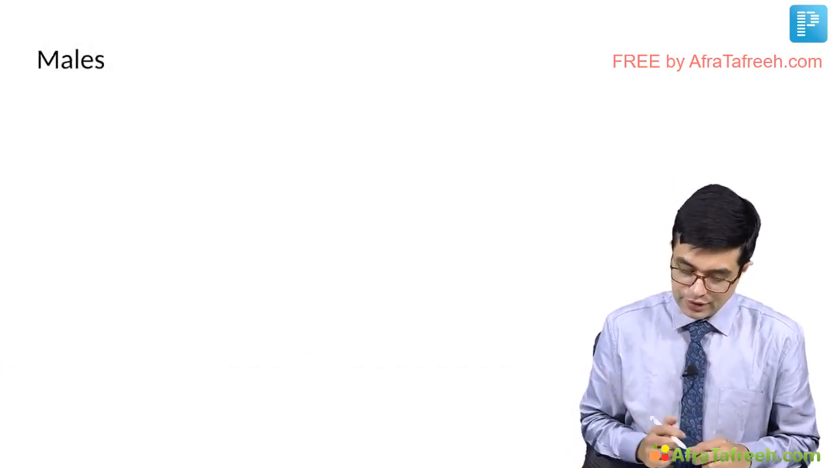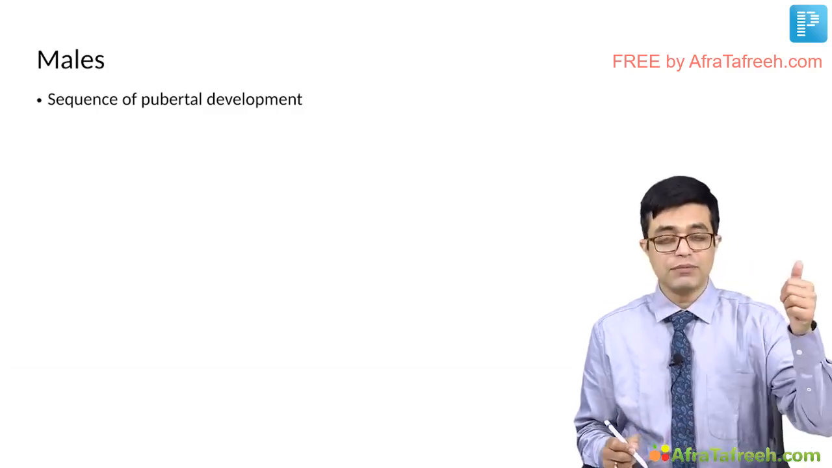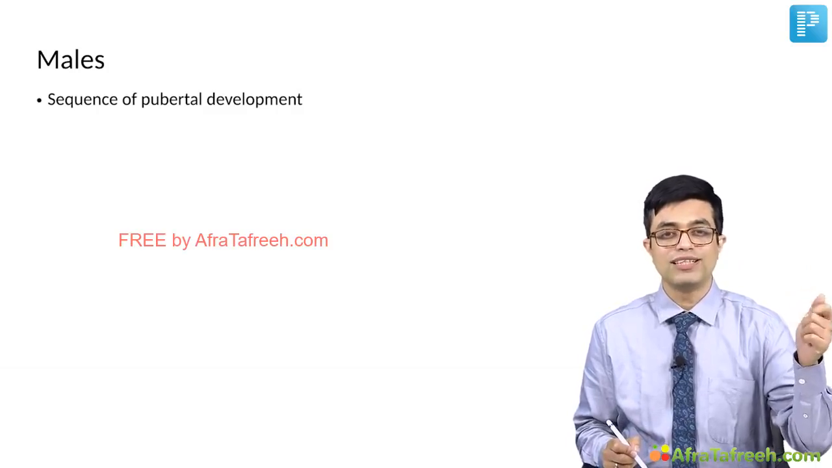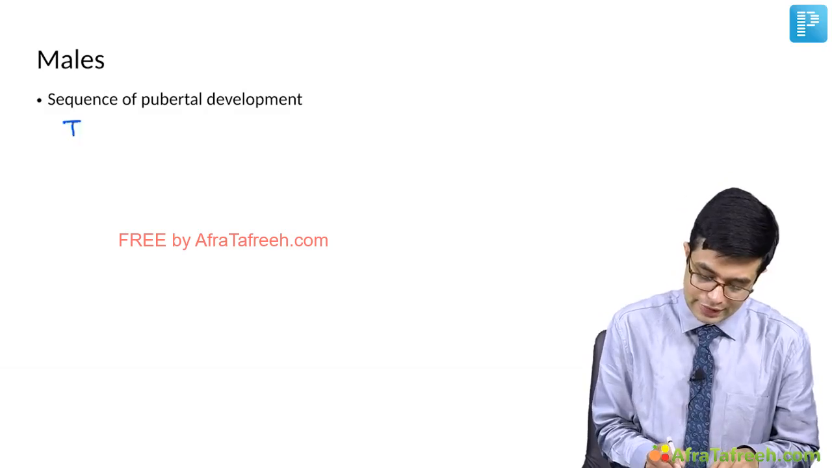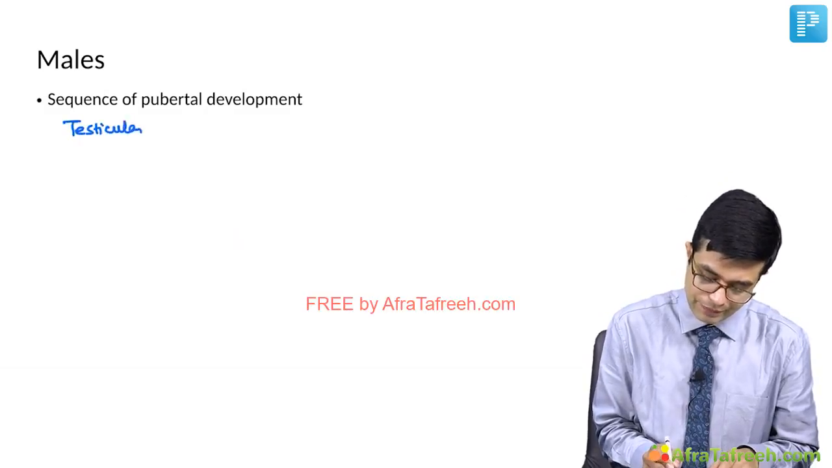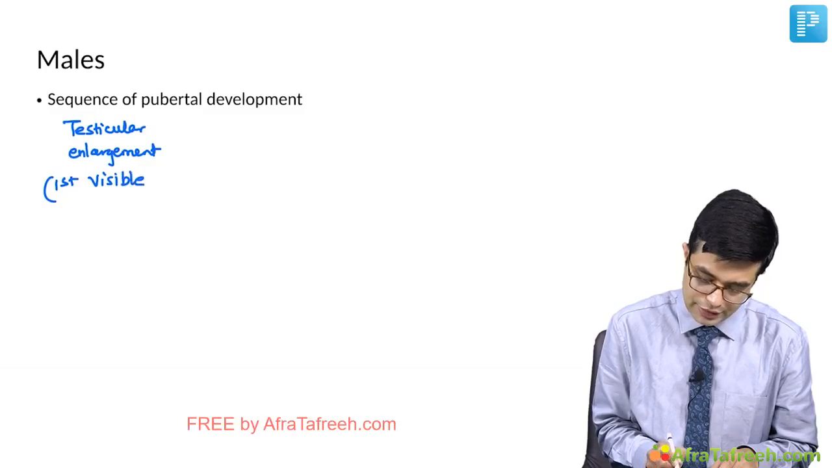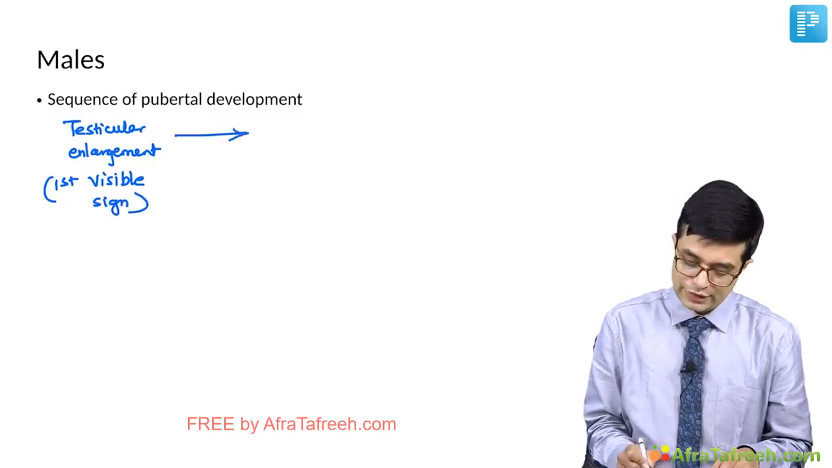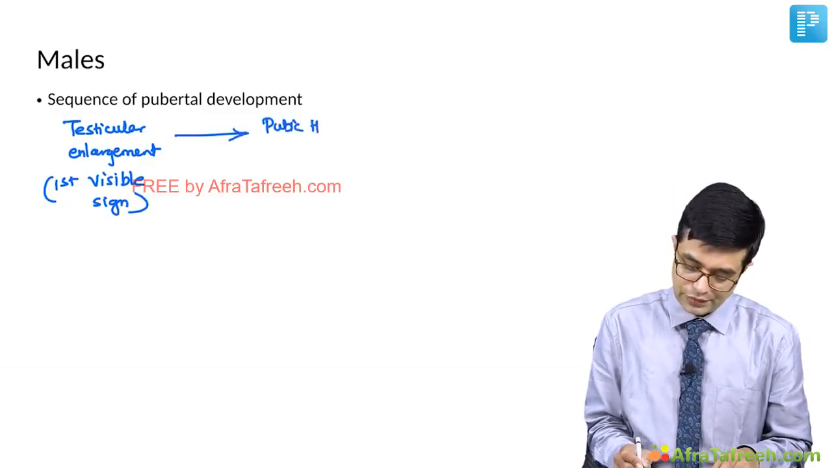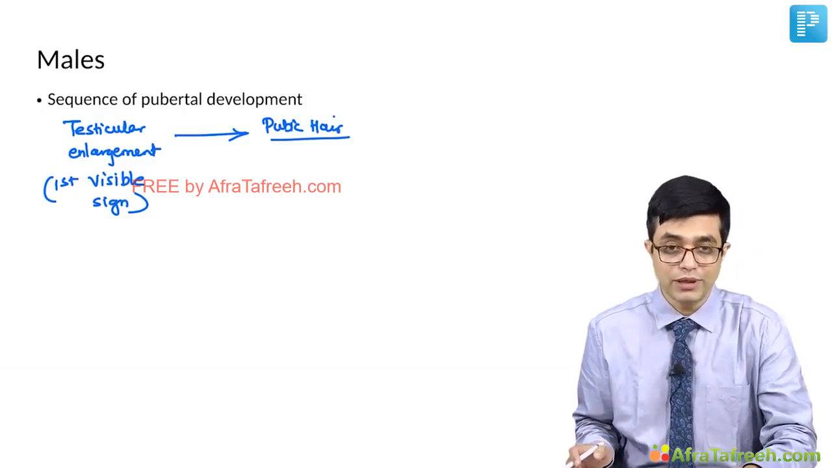Now moving to the pubertal changes which occur in males. In females, the first visible sign was breast development or thelarche. In males, the first visible sign of puberty is testicular enlargement. So testicular enlargement is considered to be the first visible sign of puberty in males. Testicular enlargement is followed by the onset of pubic hair. Usually pubic hair appears around 6 to 8 months after the testicular enlargement begins.